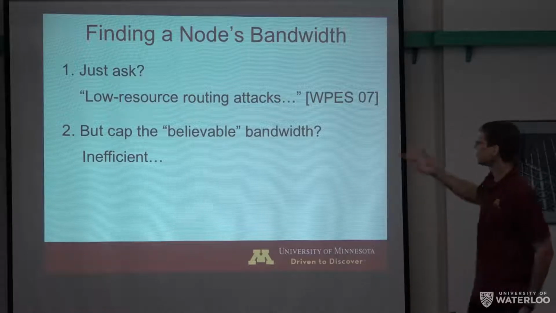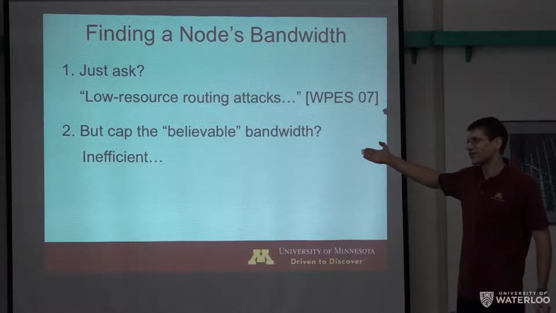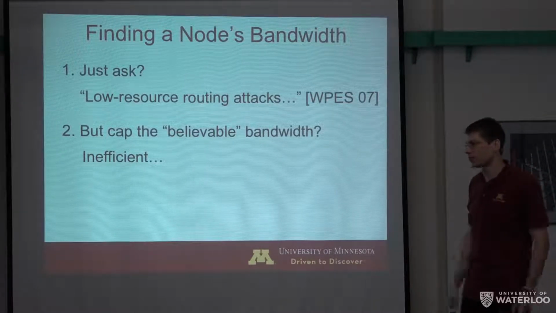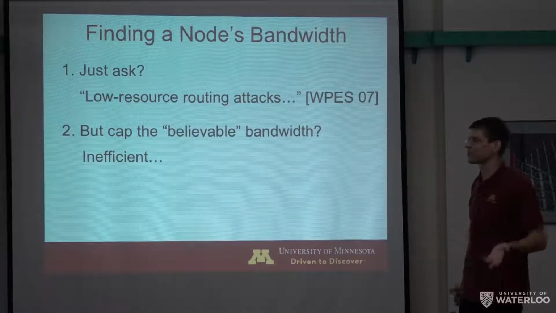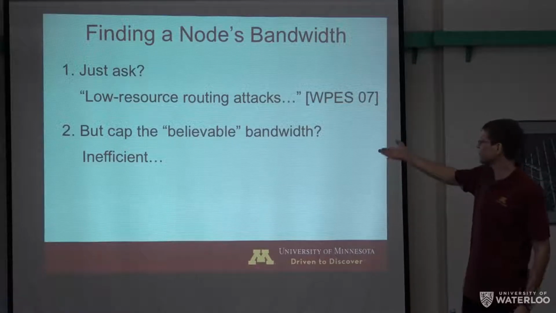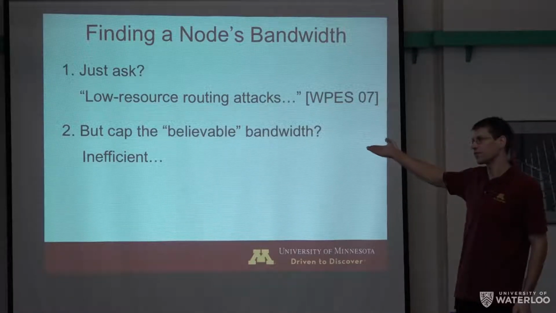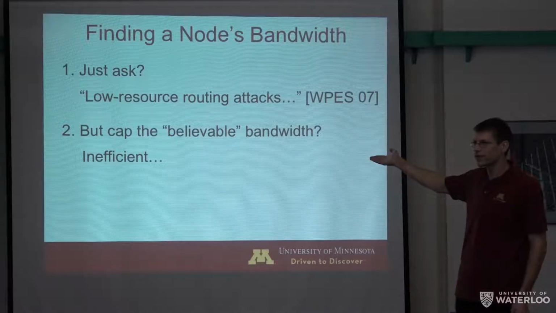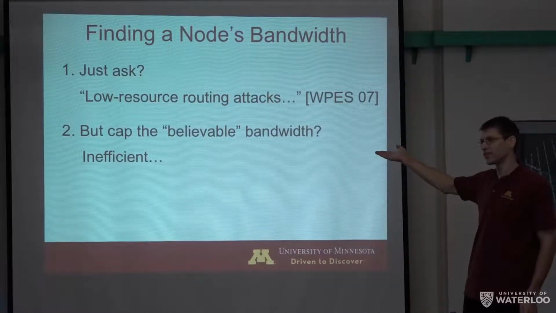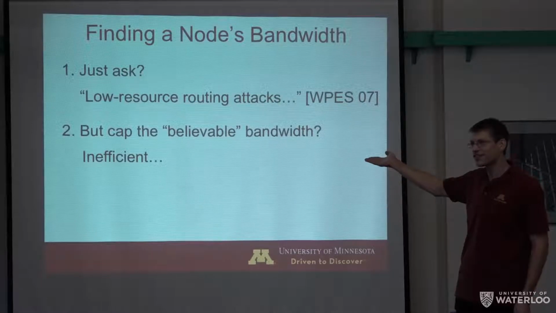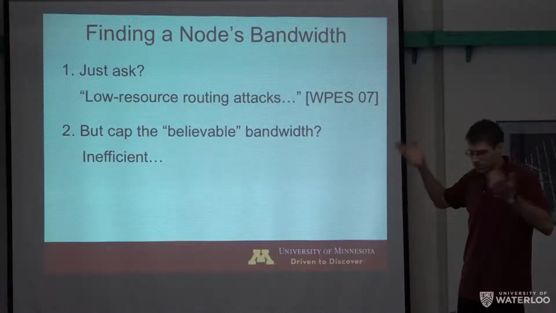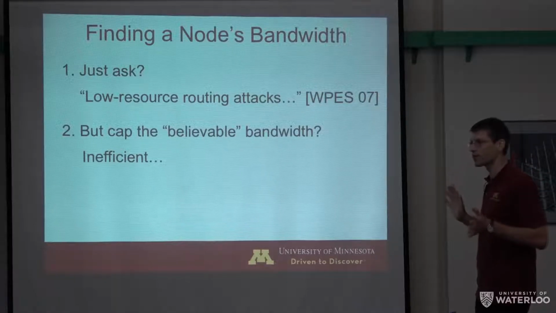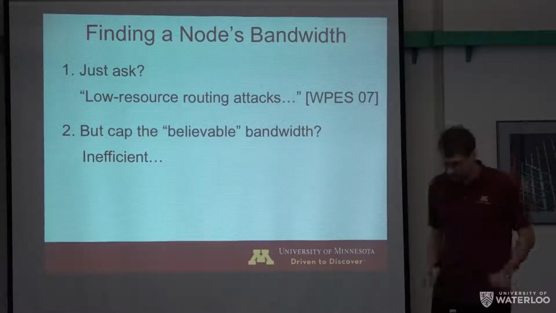Now, of course, you could still lie and say that you've got 20 megabytes per second when you're really only going to provide 100 kilobytes per second or something like that. But this is also inefficient. I mean, if a relay comes along and can provide a gigabit per second of bandwidth, you're just throwing away everything above 20 megabytes per second, right? It's throughput that you're just not using because you're worried that they might be lying, right?